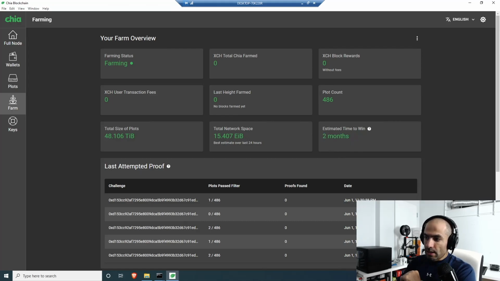Now, over the last week or so, I've stagnated, which means I'm moving at almost the same pace as the network space, which has exploded in the last couple of weeks. When I first did the hardware video, it was at roughly 3 or 4 exabytes, and for a while it was increasing by almost 1 exabyte per day. Now it has leveled off a little bit, and my estimated time to win has reached a steady state of 2 months. So this is the first machine. We've got 48 terabytes on it.